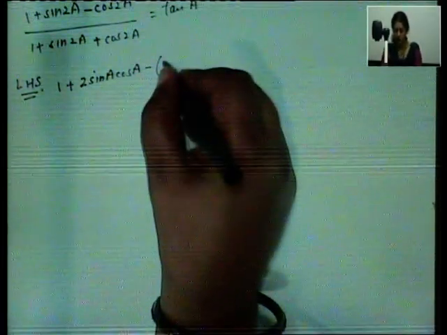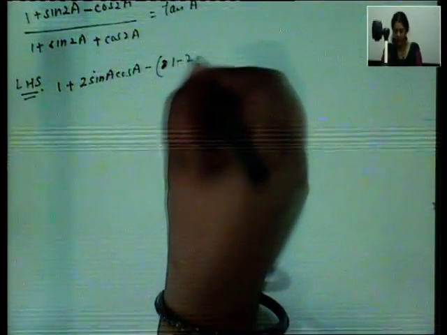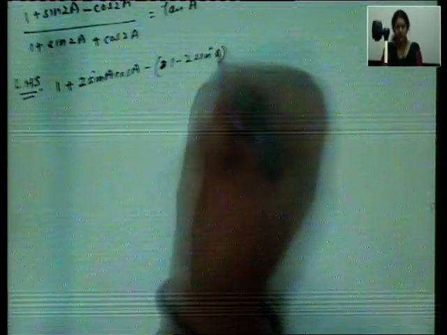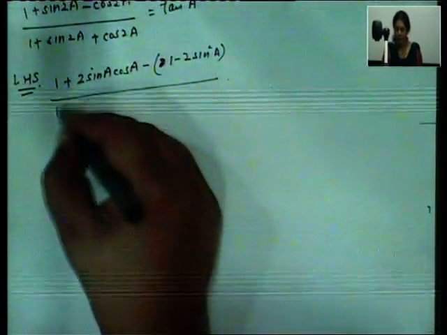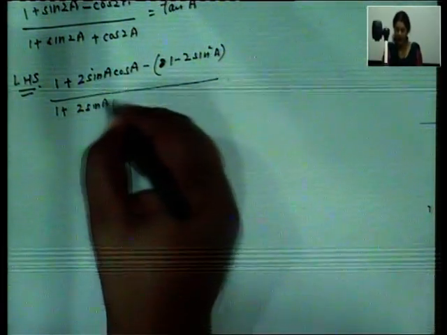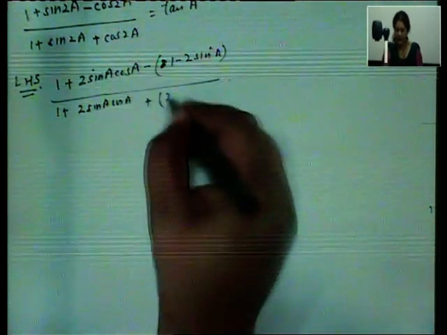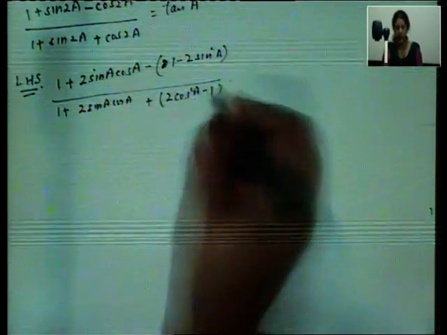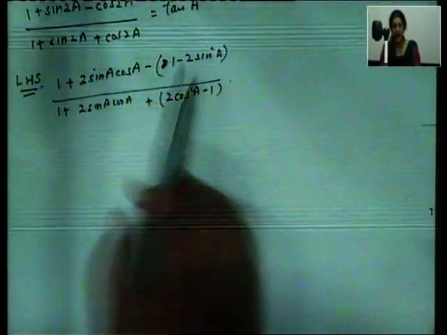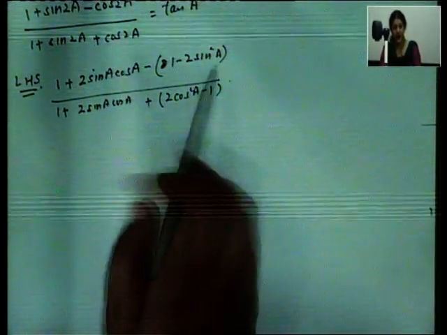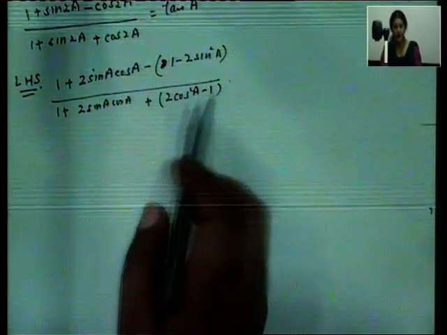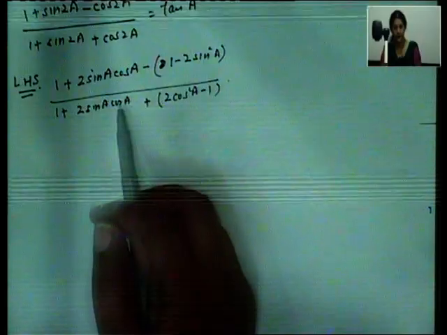So it becomes 1 plus 2 sin a cos a minus (1 minus 2 sin square a) upon 1 plus 2 sin a cos a plus 2 cos square a minus 1. Have you noticed that in the numerator I have used 1 minus 2 sin square a and in the denominator I have used 2 cos square a minus 1, because I want to get rid of this 1.